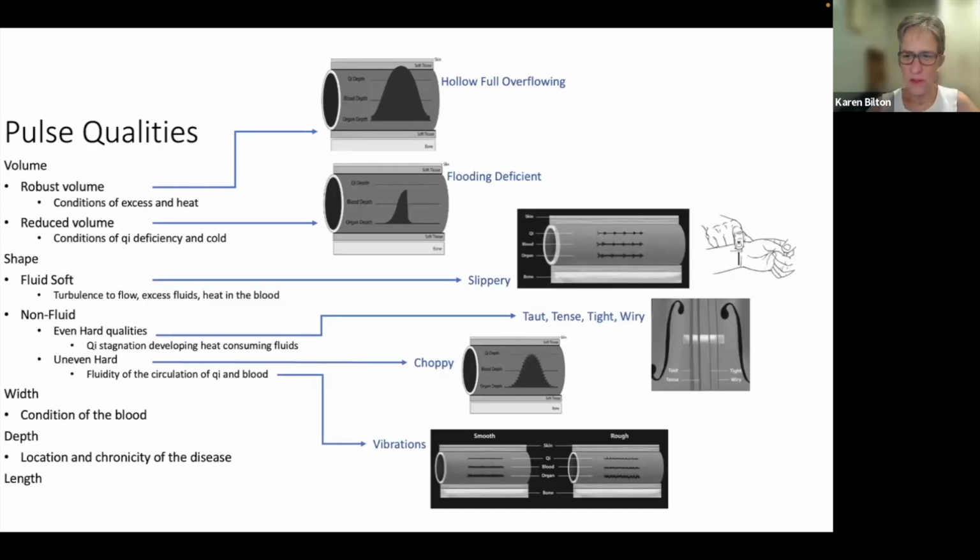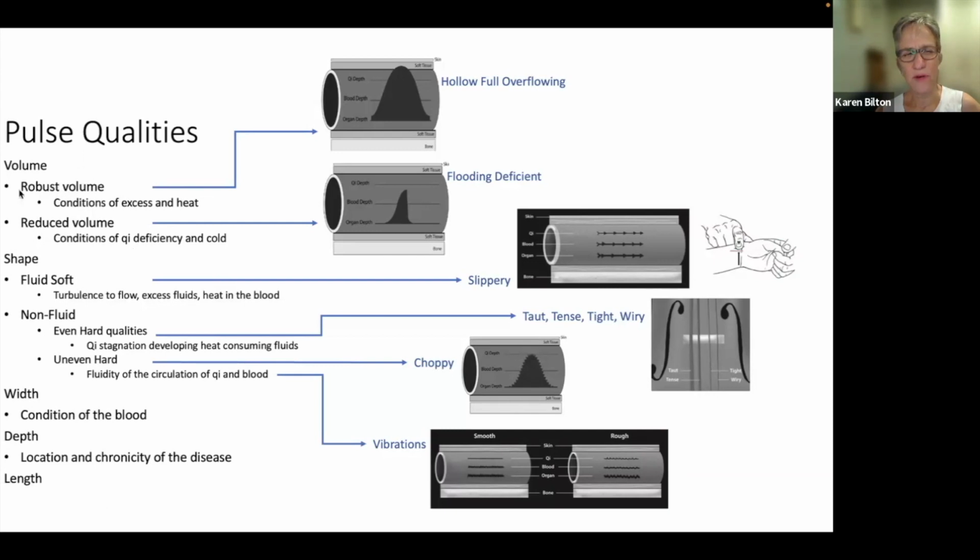Now, the pulse qualities in this system, do people know about Dr. Hammer's Chinese pulse diagnosis, a contemporary approach? It's like 800 pages, and it's a very, very good reference book for pulse diagnosis. So, in that book, the pulse qualities are organized according to volume, shape, width, depth, length, and there are some other categories, but these are the major ones.